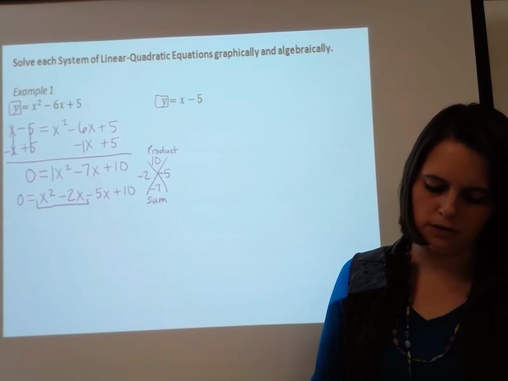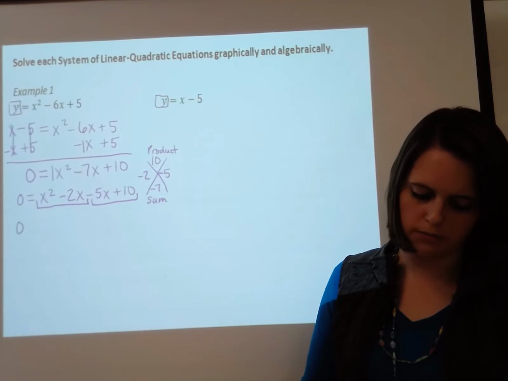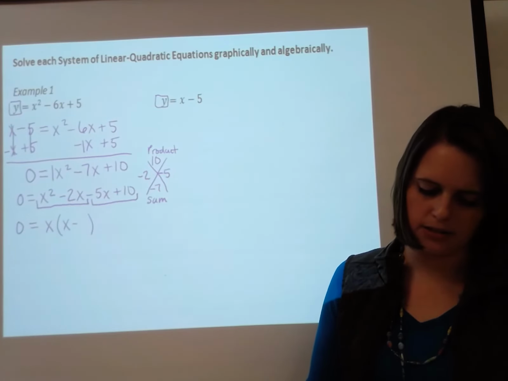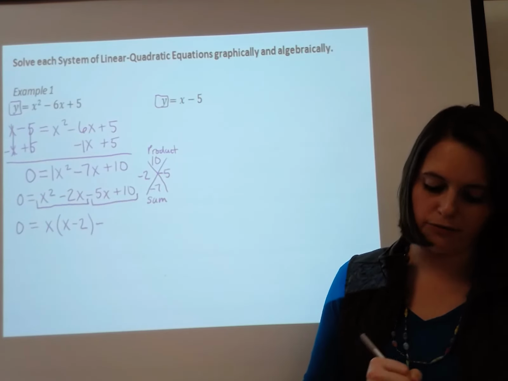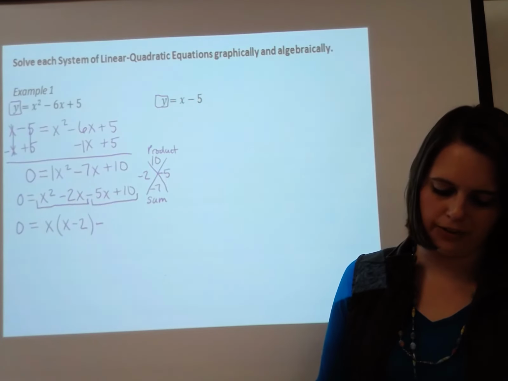Group the first 2 and group the last 2 terms. The first 2 terms, they have an x in common. Our leftovers will be x minus 2. The next 2 terms, because it starts with a negative, we'll need to factor out that negative. A 5x and a 10 have a 5 in common.